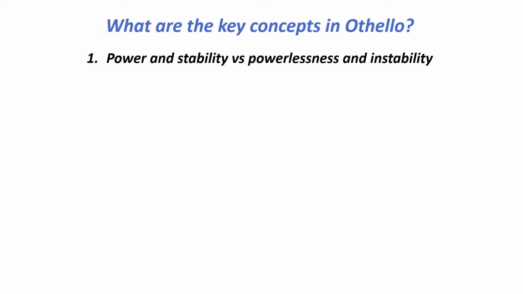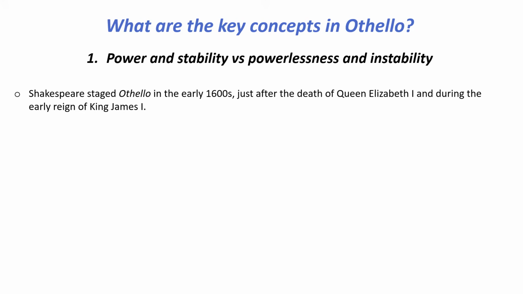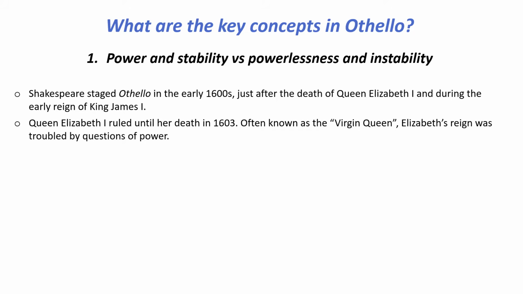So the first key concept then, one of the most important, is the idea of power versus powerlessness and instability. Now, I'm sure during your GCSEs, lots of you will have looked at the context of Shakespeare's plays. And some of you will know that Shakespeare staged Othello during the early 1600s. Now, this was just after the death of Queen Elizabeth I in 1603, and it was during the early reign of King James I. Seems straightforward, doesn't it?